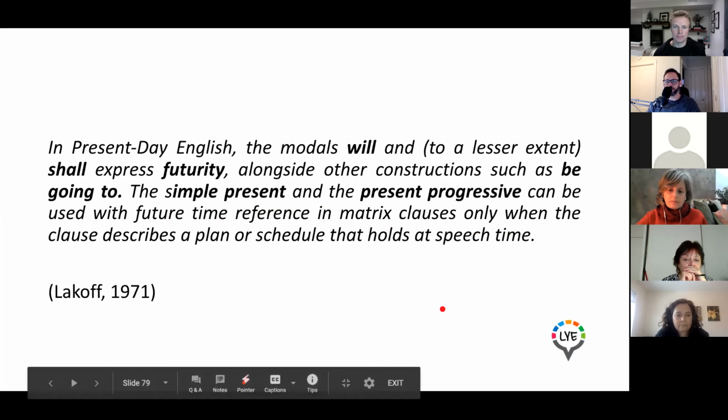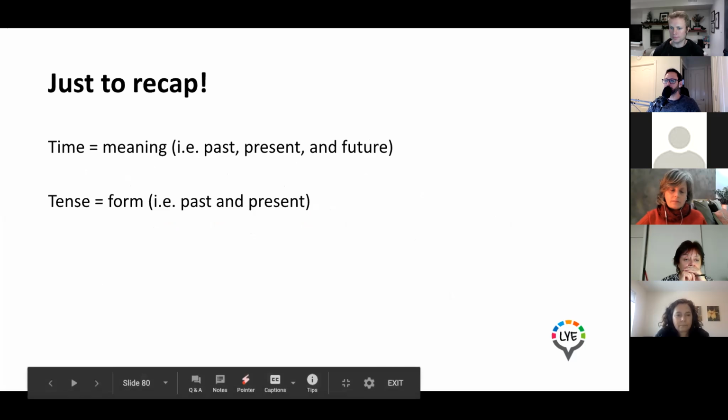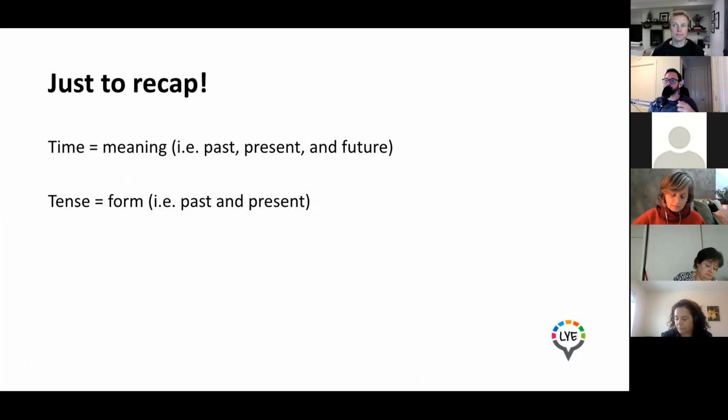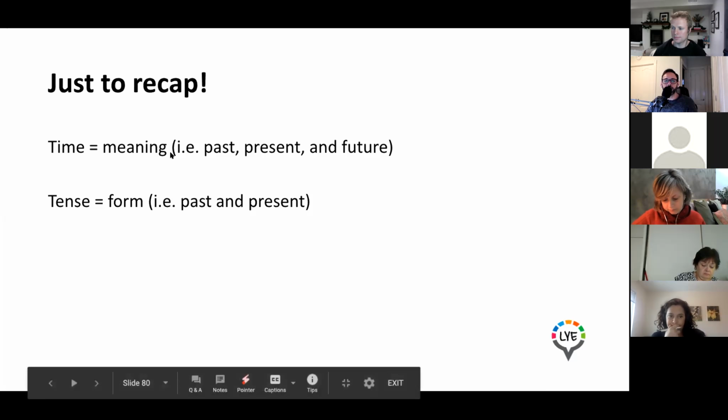Okay? So just to recap, what we really need to emphasize to our students, and I think this has helped a lot of my learners now, is to think about time in terms of it being a category of meaning. Time is how we experience the world. We have past time, we have present time, and we have future time. Tense, I always tell my students, tense is a category of form. Look at the verb. The verb will either be in the past tense or the verb will be in the present tense. And it's really important for teachers to bear this distinction in mind, because even though there is a relationship between them, it's important to know that one refers to meaning.